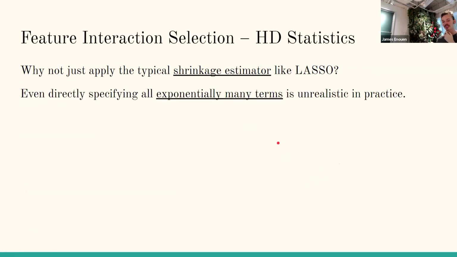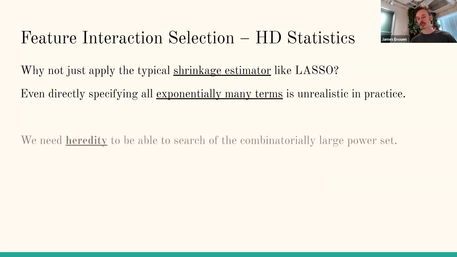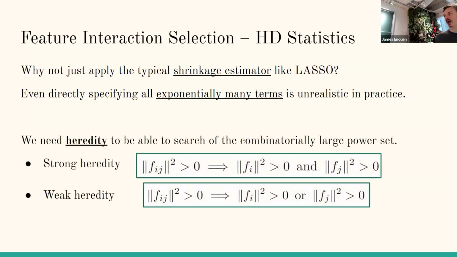And that's because even specifying all these terms now is exponentially many. So if I have 10 features, 2 to the 10 is starting to already push it. 2 to the 20 is maybe too many to actually specify even for a simple linear model. And so we can't actually fit anything with a shrinkage estimator anymore. And so we'll need this new key ingredient, and that's going to be heredity. And this will help us search over the power set.